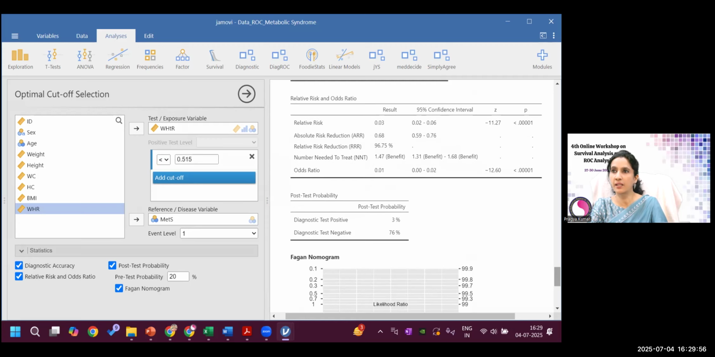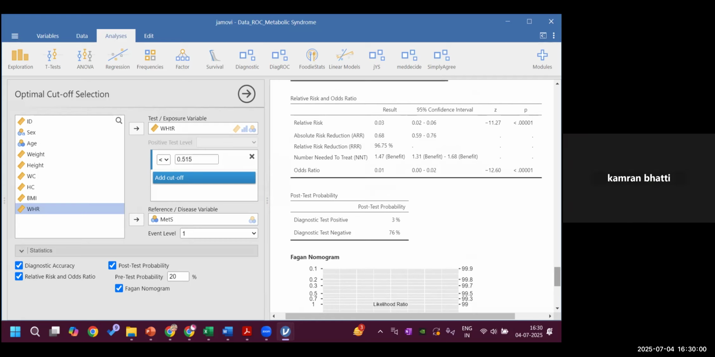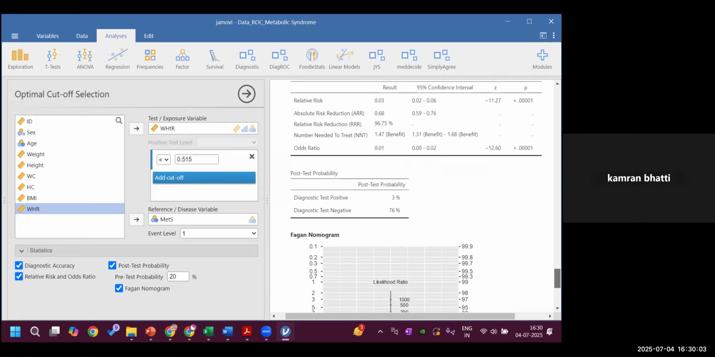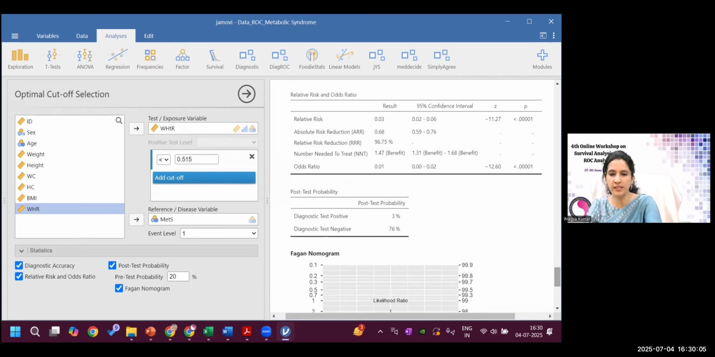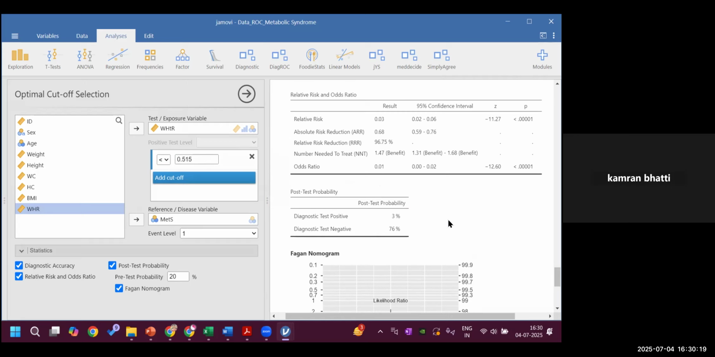Dr. Kamran, I think it was your question also? Yeah. Now anything just about the odds ratio, the same point? So the odds ratio in this case is 0.01. So you will say that the odds of metabolic syndrome are only 0.01 in people who have a waist height ratio less than 0.51. And the same point, just reverse it. Go back, and when the odds ratio for diagnostic positive was 3%, totally it's a reverse, because you have changed the cutoff here.